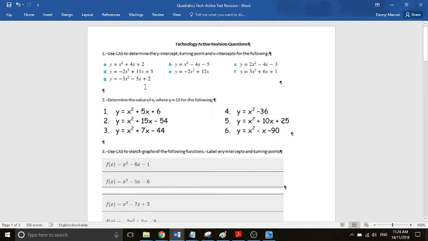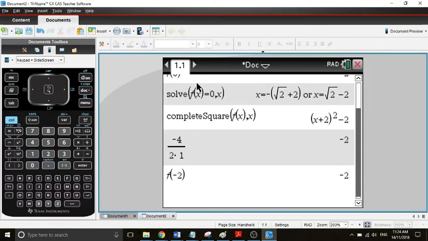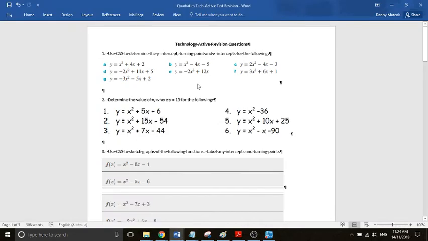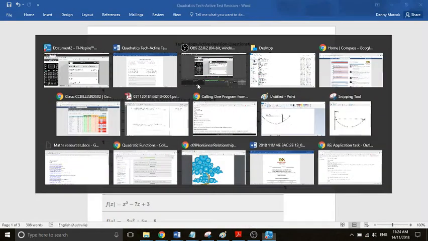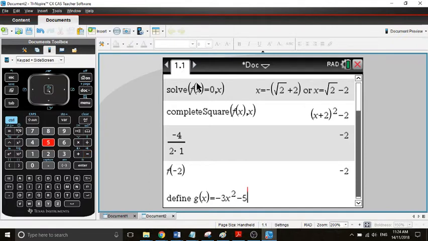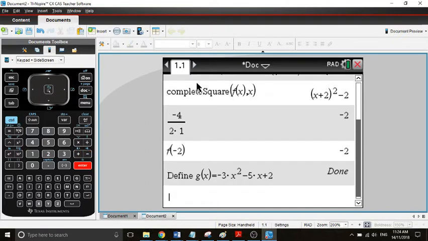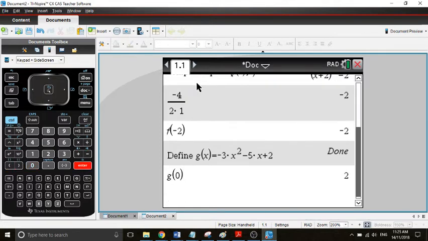Okay, let's have a look at all that again with another question. Let's have a look at this one: -3x squared minus 5x plus 2. So we'll define the function. Define g of x. It doesn't matter what we use, as long as we've got an x there. -3x squared minus 5x plus 2. That's defined. So now we say g of 0. Sorry, this is our y-intercept where x equals 0. It happens at 2, just 2 here.